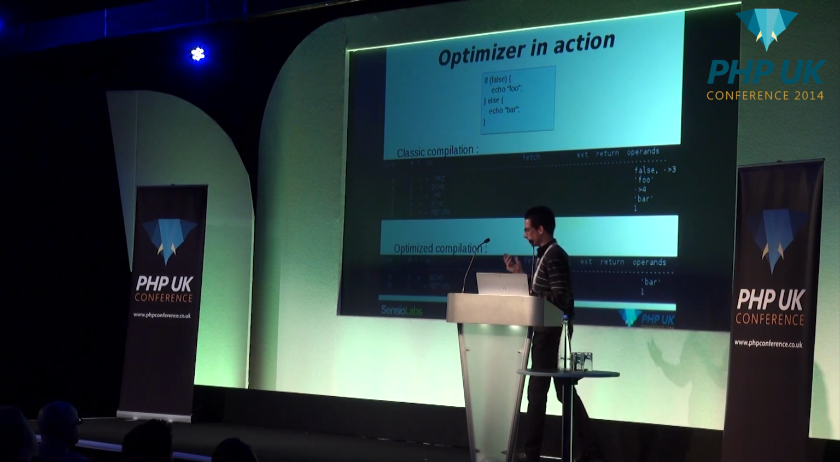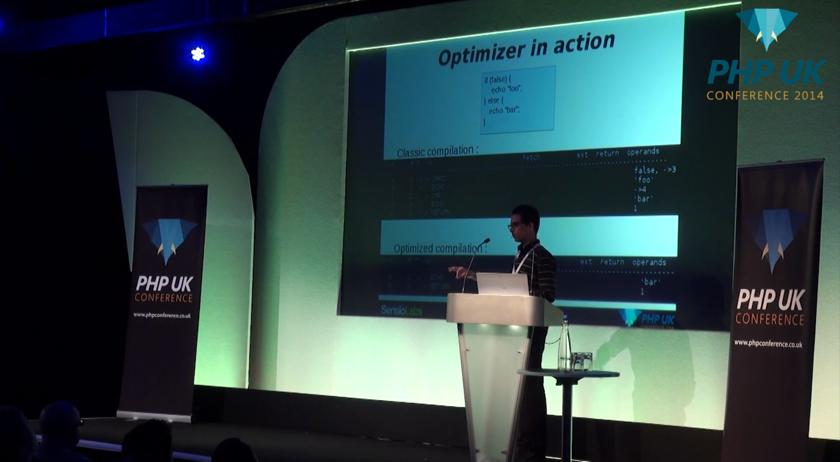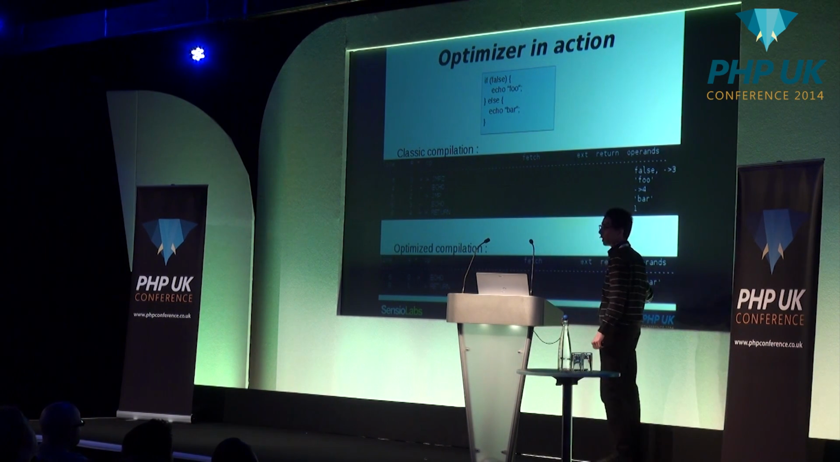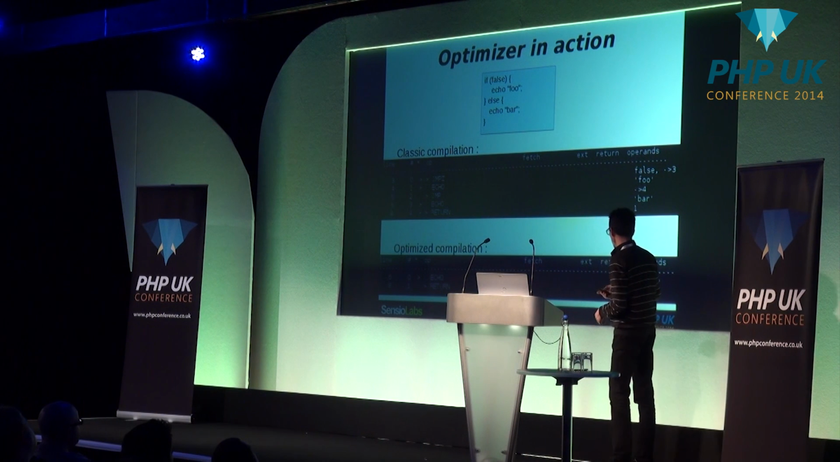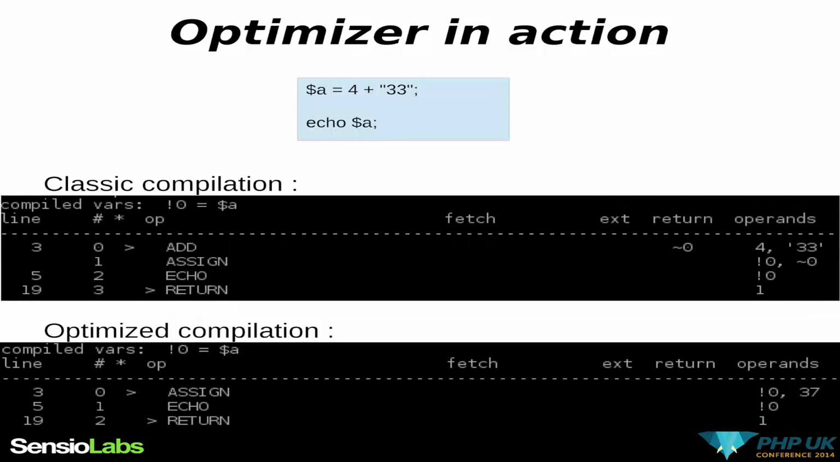So by default, if you do something like $A equals include something, by default $A will be 1, except if your script has a return statement. So this is a pretty easy optimization. This one is pretty nice as well. PHP does not do this by default. If you don't use the Opcache optimizer, it will not do this. So here, on classical compilation, you can see that $A is 4 plus the string 33, so you have to add the string 33 to the integer 4.